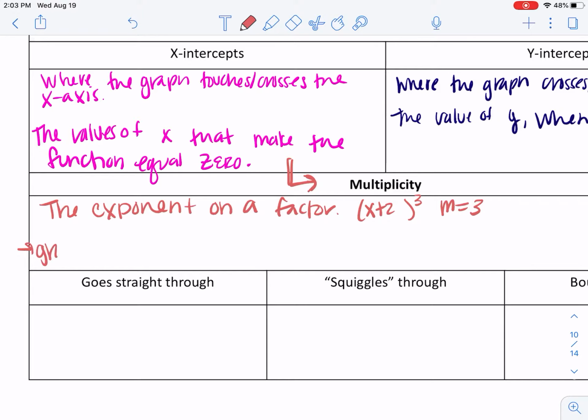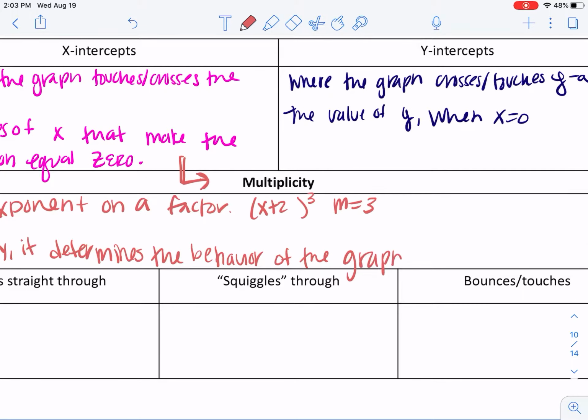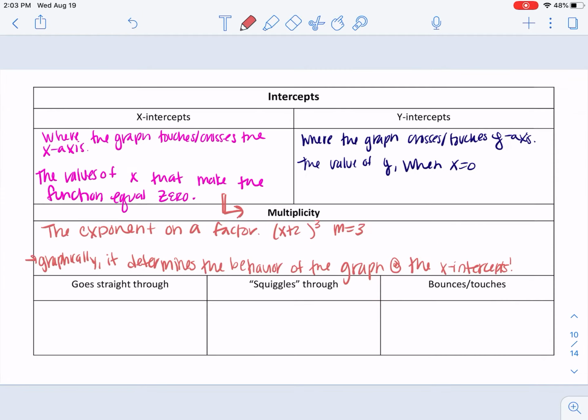Graphically, it determines the behavior of the graph at the x-intercepts. So that's why I said it's related. It's going to tell us how the graph is dealing at the x-intercept. Is it crossing it? Is it touching it? Is it crossing it normal? Does it have a little attitude? That's what it's telling us here.